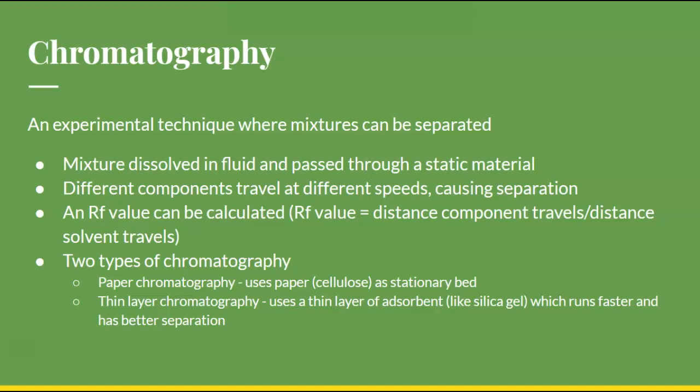And there are two types of chromatography. We are going to do paper chromatography in class. It's cheaper, but it works just the same. So there's paper chromatography, which uses paper. That's the static material that the fluid is passed through. Or you can do thin layer chromatography, which uses silica gel. It runs faster, it has better separation. It also is significantly more expensive, so we're not using that one. But it's very cool and it's very visual, so you will be able to see very quickly what's happening.